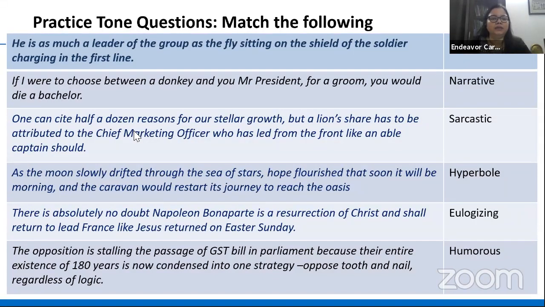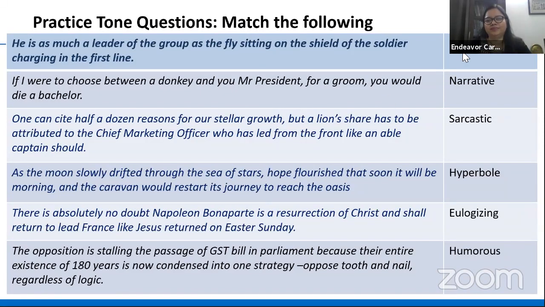Let's look at the third and the fifth one, okay? One can cite half a dozen reasons for a stellar growth, but a lion's share has to be attributed to the CMO who has led from the front like an able captain should. I am appreciating the CMO who's led from the front like an able captain. So this is fact-driven. Am I going over the board in praising this person? No. I'm saying that our stellar growth is largely because of the CMO who has led from the front like an able captain. I'm applauding what he's done.